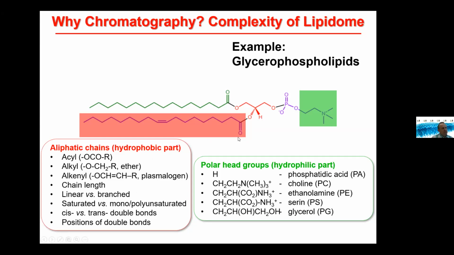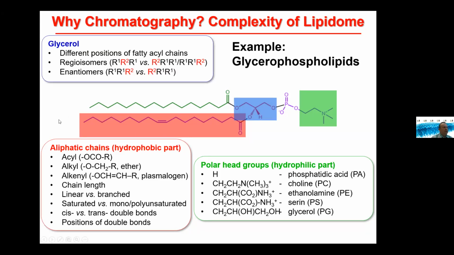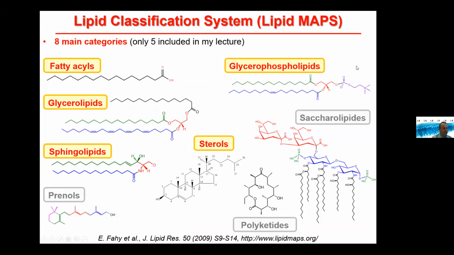The chain may have a different length. It may be linear or branched. It could be saturated or unsaturated, with a different number of double bonds, different positions, and of course different geometry. And finally, there are different positions on the glycerol backbone, so we may differentiate regioisomers or enantiomers. I will show you a couple of examples of how you may deal with different types of lipid isomerism.